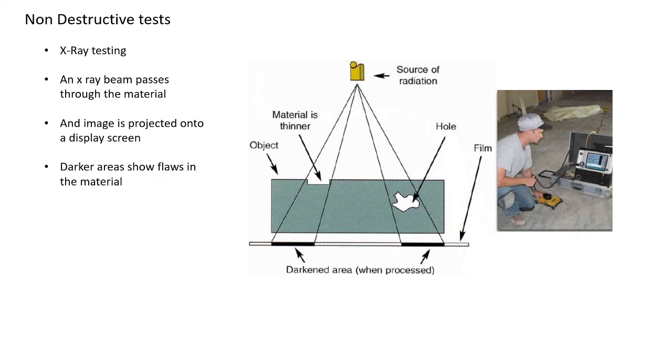Then you've got X-ray testing. It works in a pretty similar way to ultrasonic testing, except this way it's X-ray beams that are passing through the material, and that will bring up on the monitor any defects that you see. So basically it passes through, and anywhere there are defects, darker areas will show up.